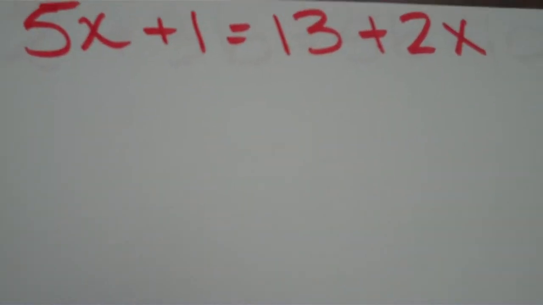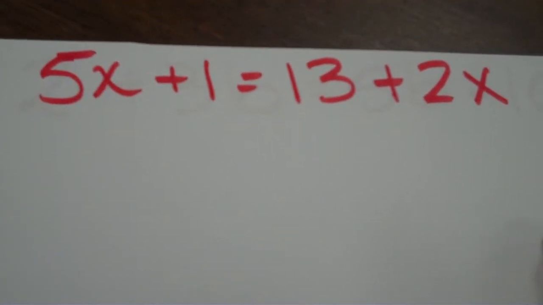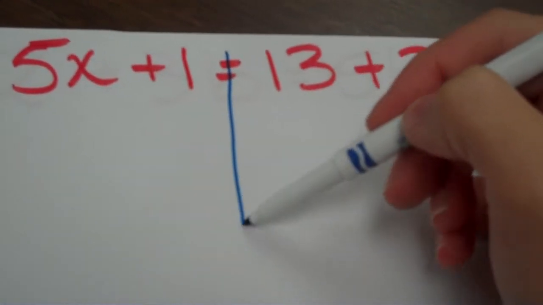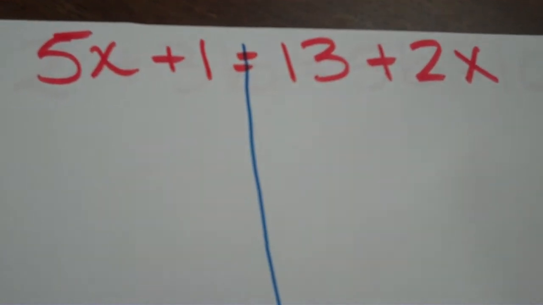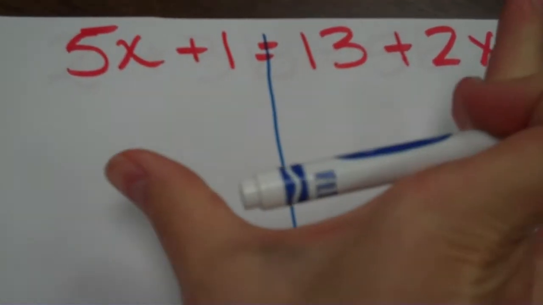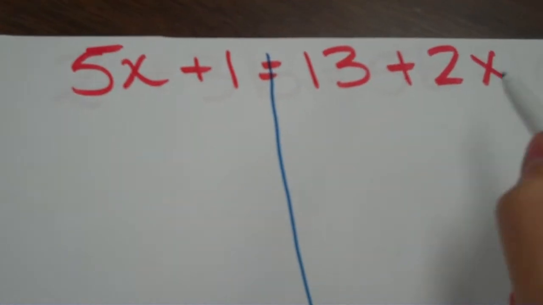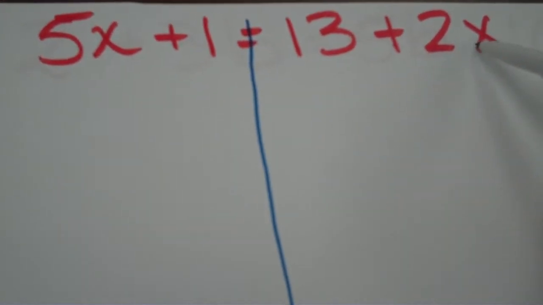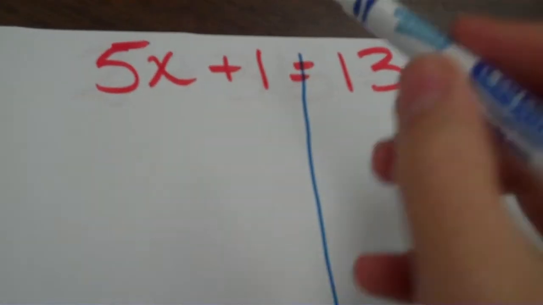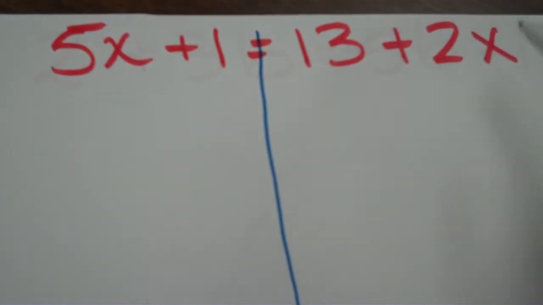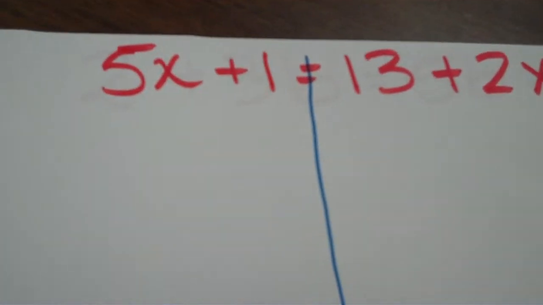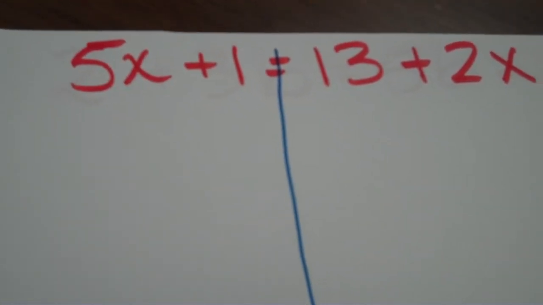So write this problem down, hit pause, okay? The first thing we always do is draw our line. That does not change, okay? The next thing that we do is we need to get the X's on the same side. So I have a 5X here and a 2X here. You could bring the 2X over here, or you could bring the 5X over here. Math people tend to bring it to the left side, but it doesn't really matter. So I'll show you both throughout the video, okay?